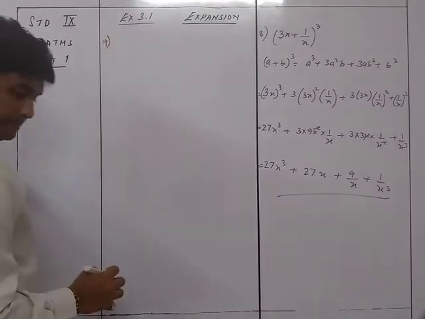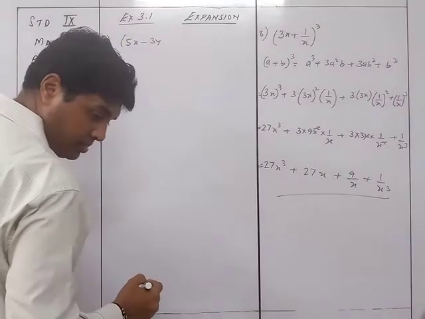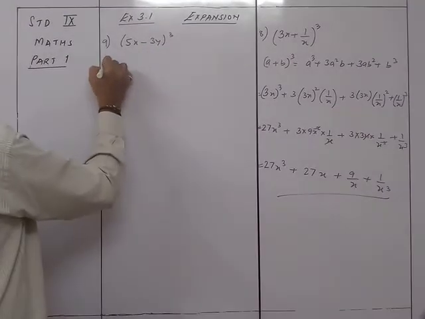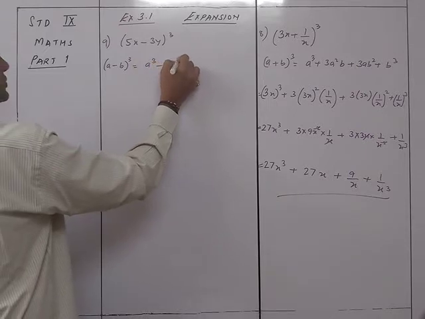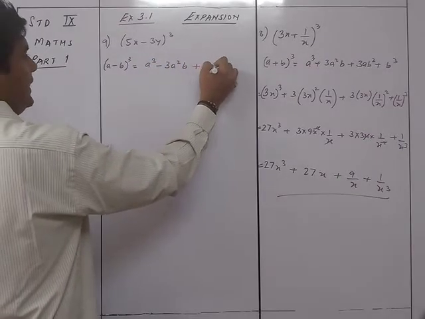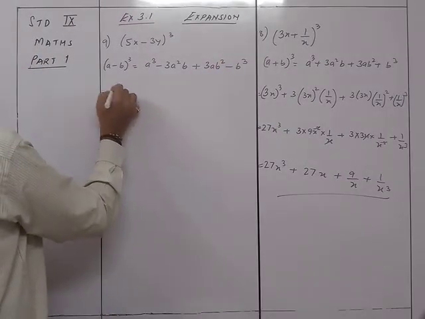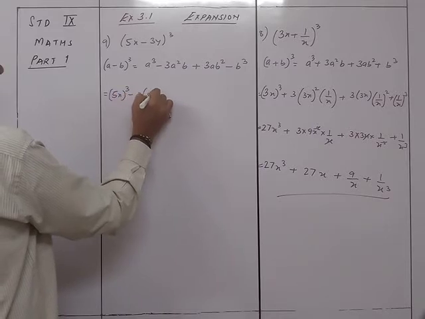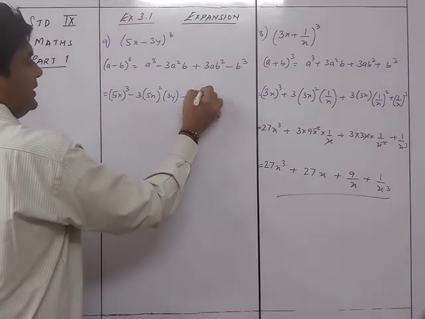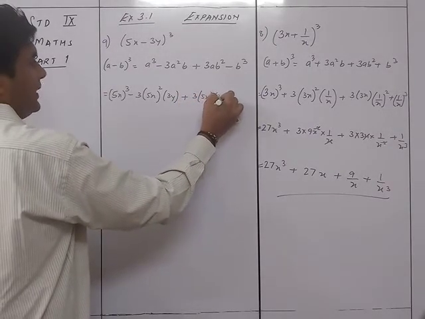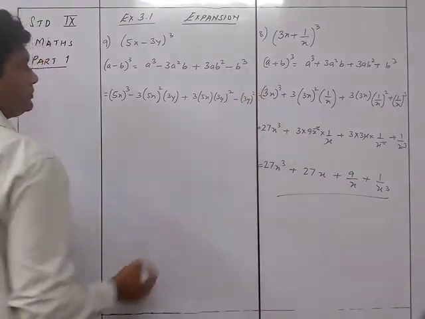Sum number 9, that is (5x − 3y) the whole cube. So that is going to be (a − b) the whole cube, which is a cube minus 3a square b plus 3ab square minus b cube. So that will be 5x the whole cube minus 3 into 5x the whole square into 3y plus 3 into 5x into 3y the whole square minus 3y the whole cube.